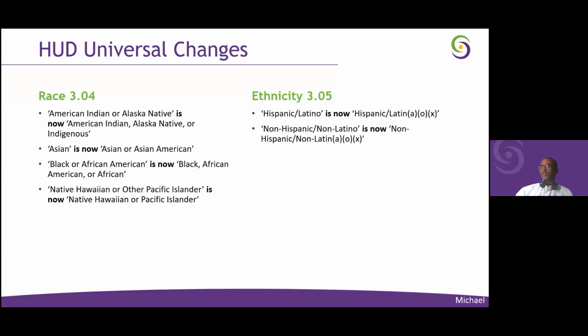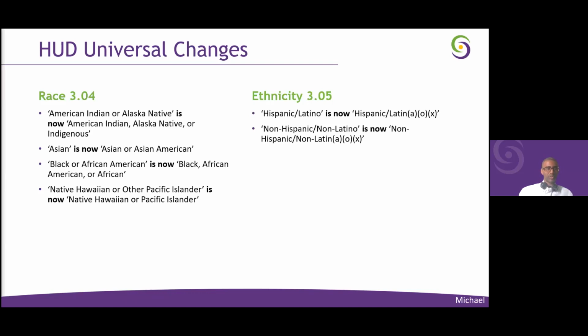Thank you. So there are some changes beginning October 1st to the HUD data standards. One of the major ones is in race, 3.04 on your APR. American Indian or Alaskan Native is now, or will be as of October 1st, American Indian, Alaskan Native, or Indigenous.